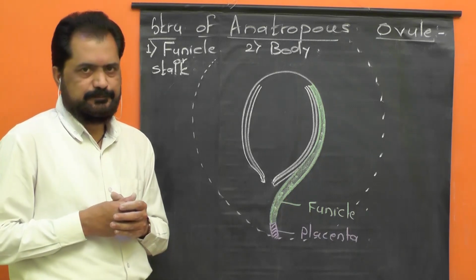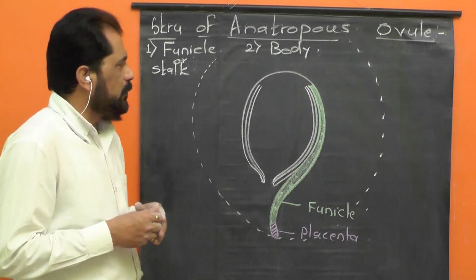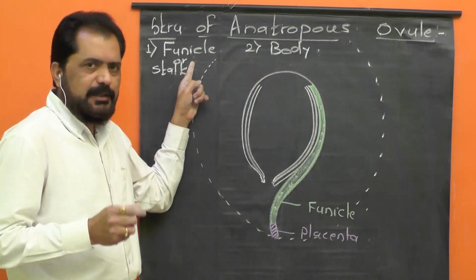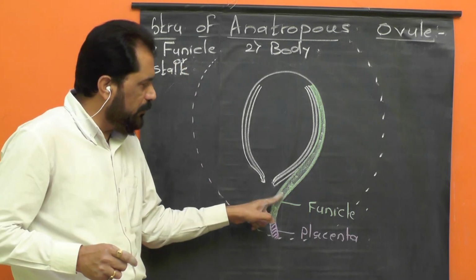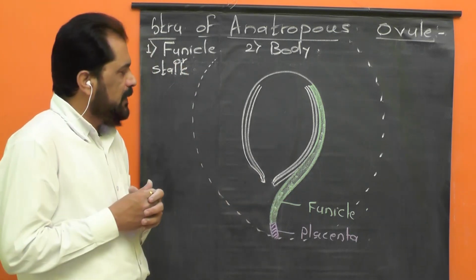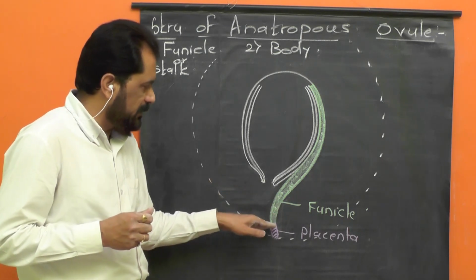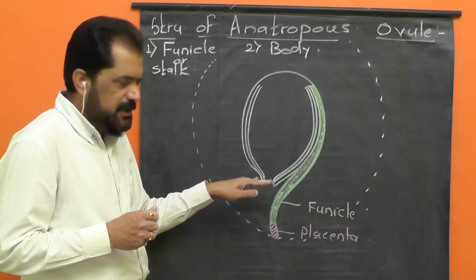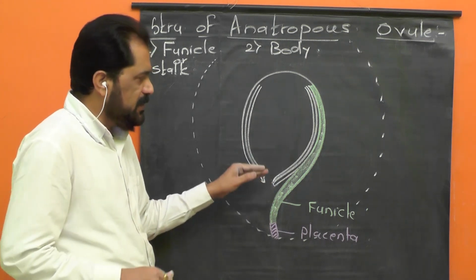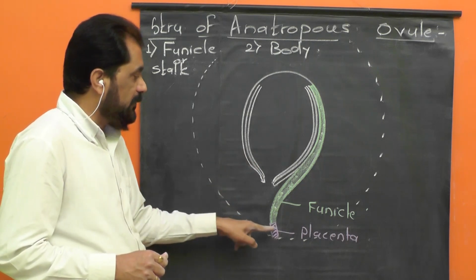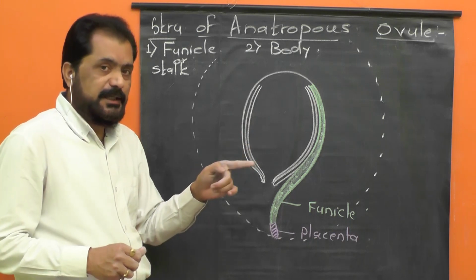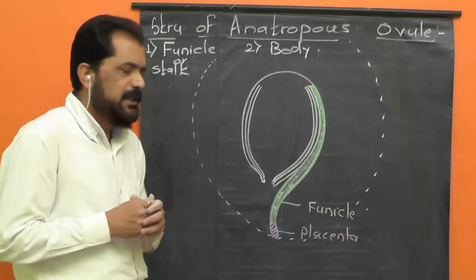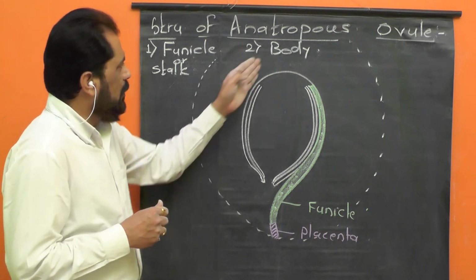I am going to repeat once again. I said that anatropous ovule consists of two main parts such as funicle and body. Funicle is a slender, either short or long, stalk of the ovule. Funicle is also called funiculus. This funiculus or funicle is in contact with the placenta, and at its other end the body is borne. The funicle is responsible to give support. It is responsible for the conduction of nourishment from placenta up to the body. The ovule with funicle is known as funiculate and the ovule without funicle is known as the sessile ovule.